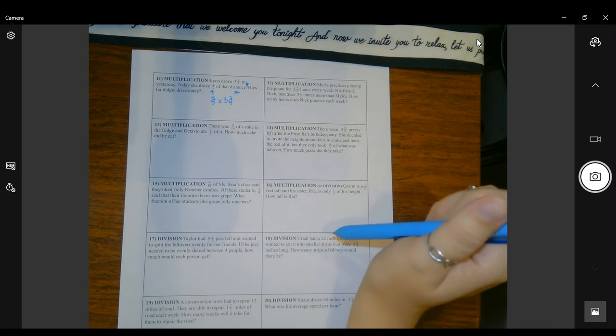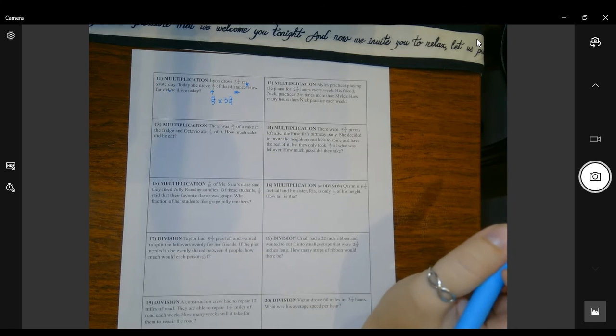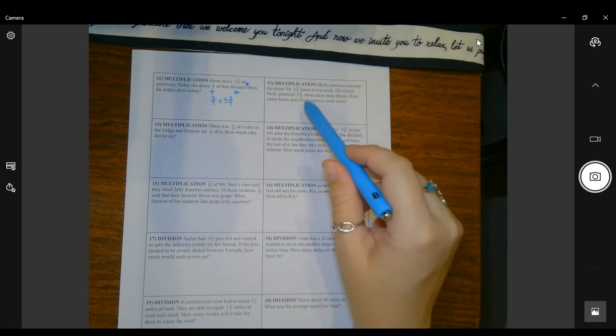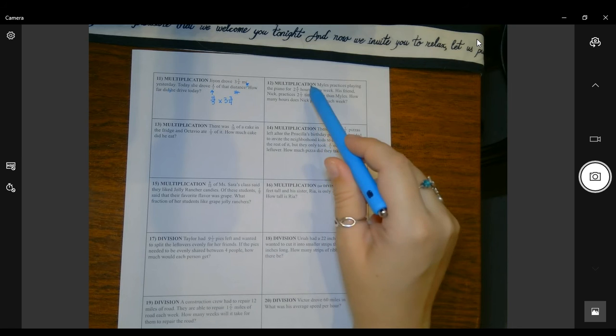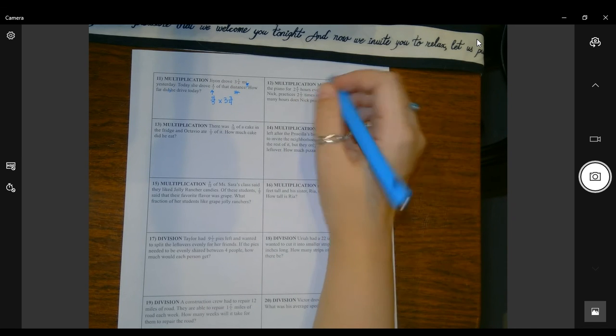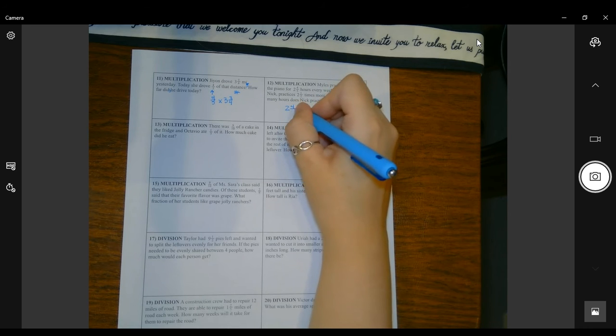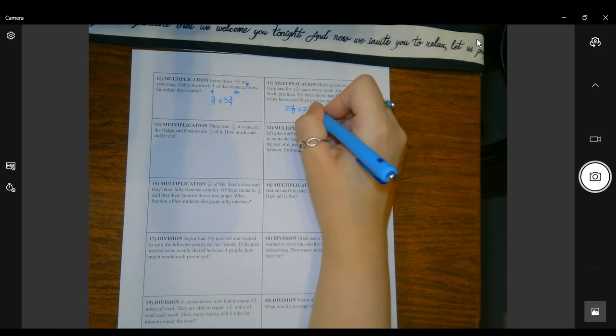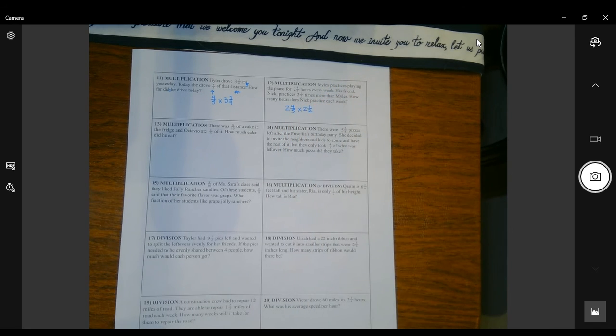Okay, for the next one, it says Miles practices playing the piano for 2 4/5 hours every week. His friend Nick practices 2.5 times more than Miles. How many hours does Nick practice? Okay, well, who practices more? Nick does. By how much more? 2.5 times more. So I'm going to take however much Miles does, and I'm going to multiply it by 2.5 in order to find how long Nick practices for.